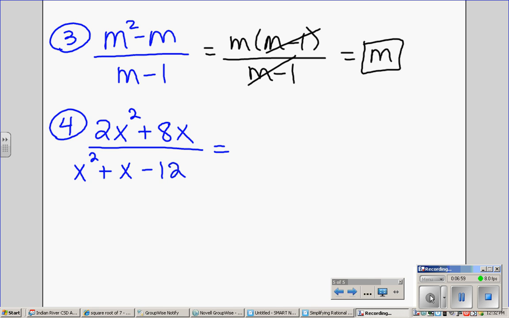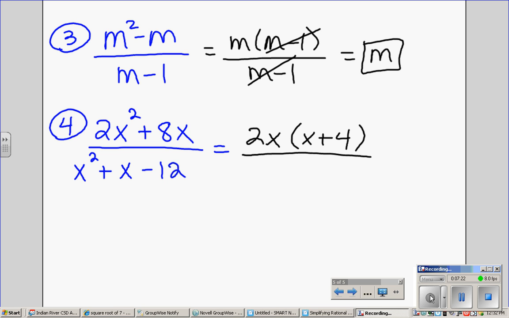Now these are going to get more difficult. Number 4, at the top, I see addition, I try to factor. First look at the 2 and the 8. 2 and 8 can be divided by 2. Each term also has an x. So I'm going to factor out, or pull out, or take out a 2x.